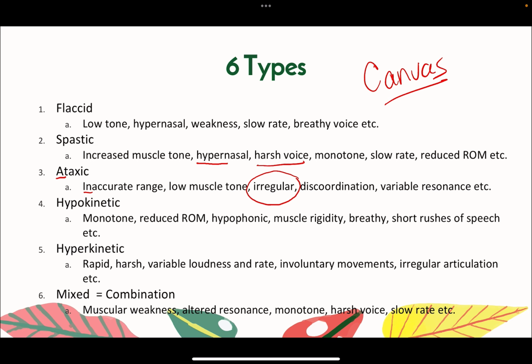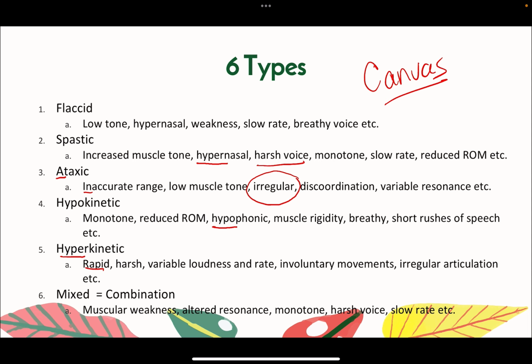Then we have hypokinetic. Here's where we really need to pay attention to our hypo versus hyper. Hypo meaning our muscle rigidity, we're really breathy, they have short rushes of speech, versus our hyper, which is really rapid. Hyper, like really rapid, really harsh, they're going to vary in how loud they're going to be or how fast. And then we have mixed, where everything is just mixed together. So that's our different types that we could be experiencing.